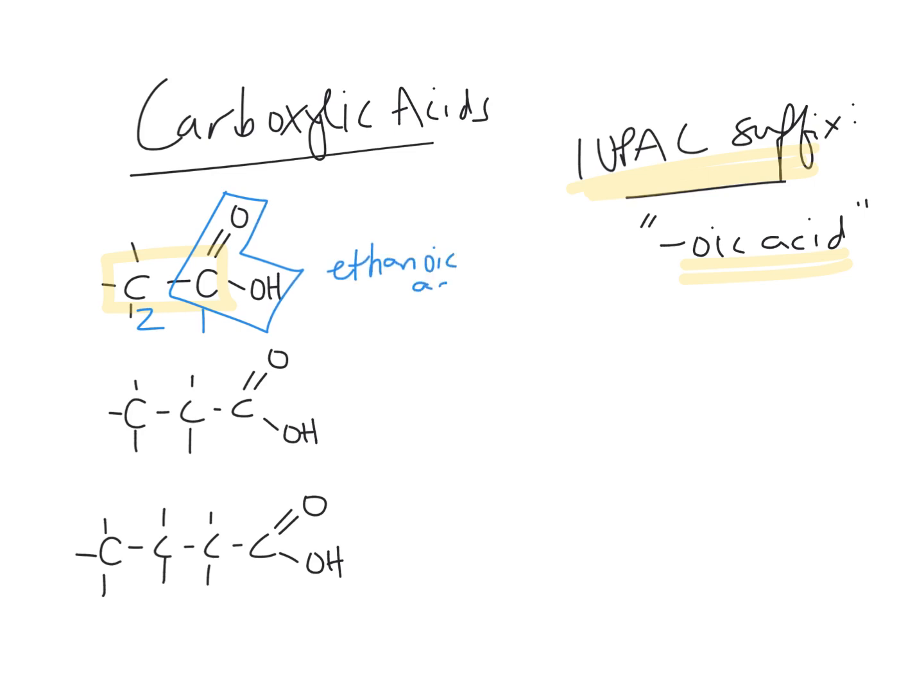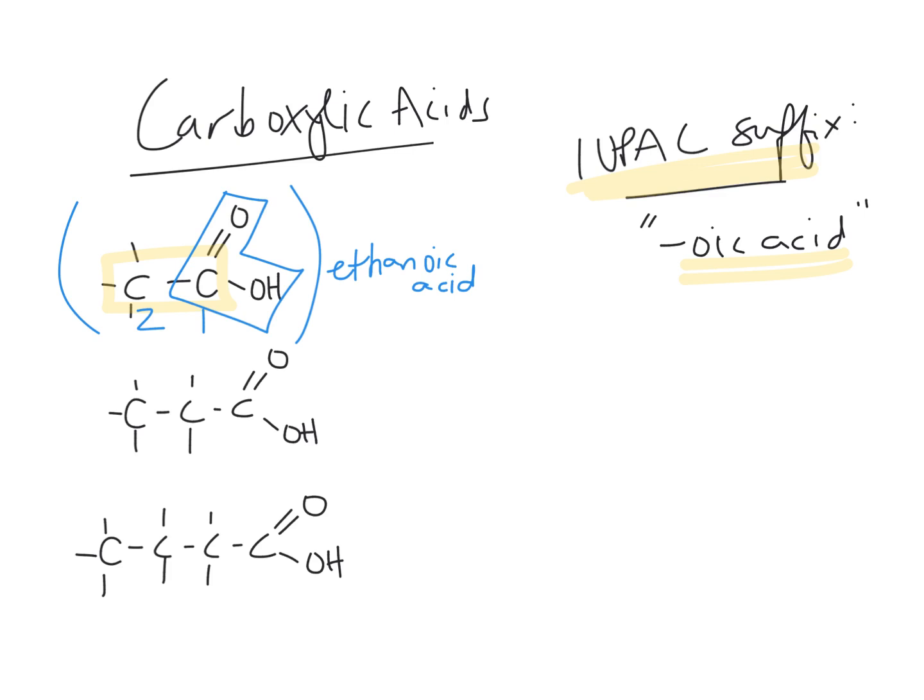Ethanoic acid. This is a really common organic compound, and it's commonly known as acetic acid, but that's not the proper IUPAC name. The proper IUPAC name is ethanoic acid, and it's the acid in vinegar, or if it's really concentrated, it's a really important organic reagent called glacial acetic acid, or concentrated ethanoic.